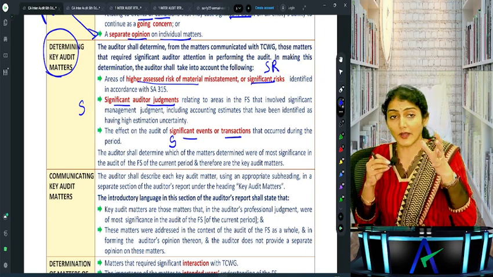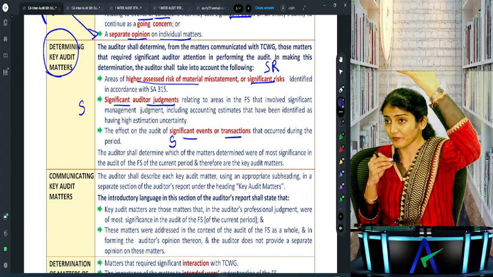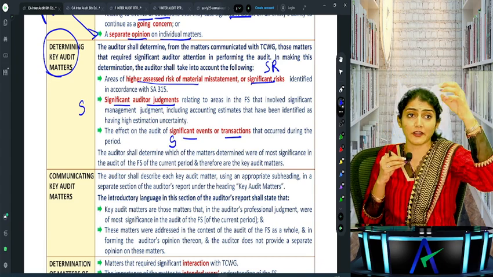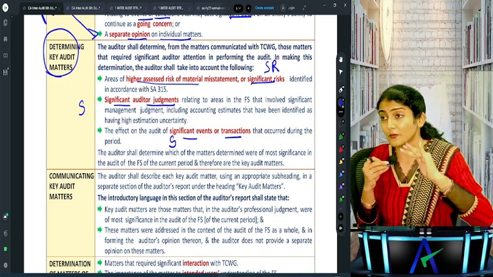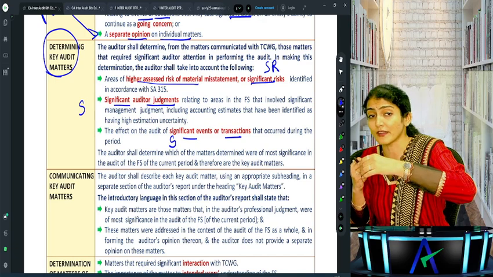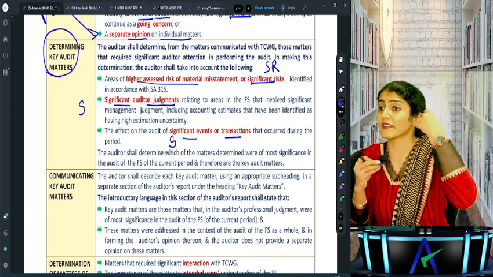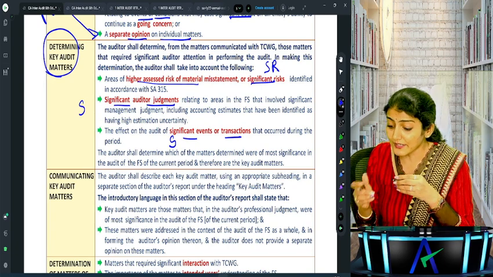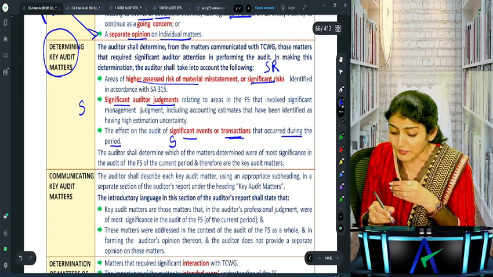So what does it say? One, areas of higher assessed RMM. That means you're saying that the risk of fraud and error is very high or it's a significant risk. Then second, significant auditor judgment. What did I tell you? Out of 400 hours, for 320 hours, I was checking their contingent liability only. So significant auditor judgment, and relating to events or transactions that occurred during the period.